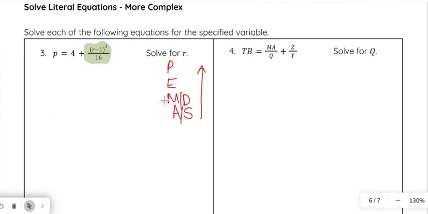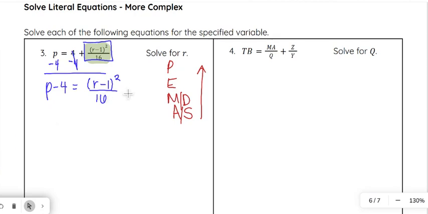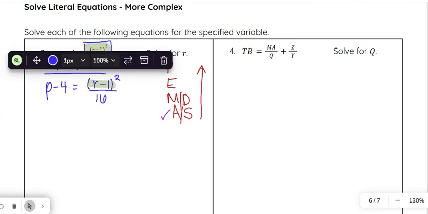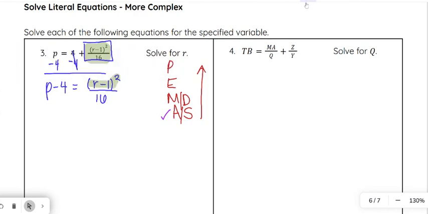So addition and subtraction, we want to start by getting this part by itself. So we're going to get rid of this 4 by subtracting 4 from both sides. So we have p minus 4 equals, and then r minus 1 squared over 16. At that point, we did addition and subtraction. Now you might think, oh wait, but there's minus 1 here. We can't get rid of that. It is in the parentheses and it has an exponent on it. And it's in a fraction. So for multiple reasons, we can't add 1 to both sides right now.